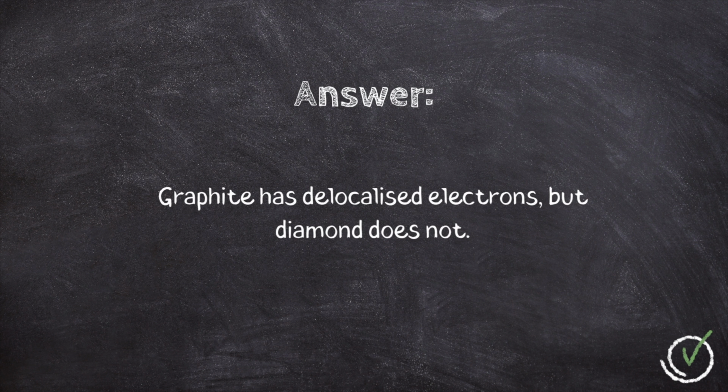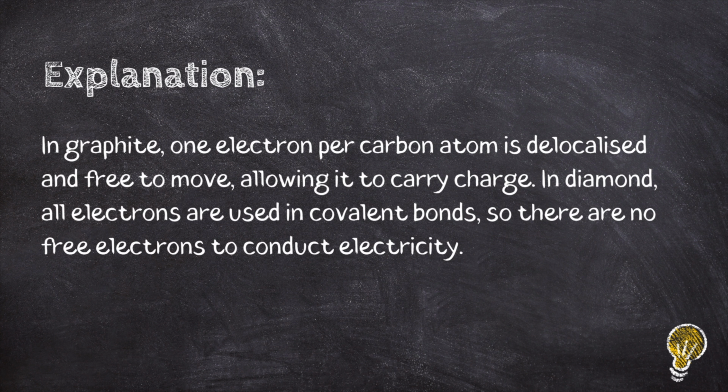Explain why graphite conducts electricity but diamond does not. Graphite has delocalized electrons, but diamond does not. In graphite, 1 electron per carbon atom is delocalized and free to move, allowing it to carry charge. In diamond, all electrons are used in covalent bonds, so there are no free electrons to conduct electricity.